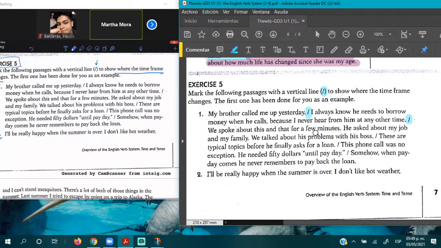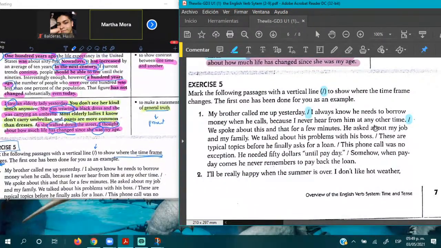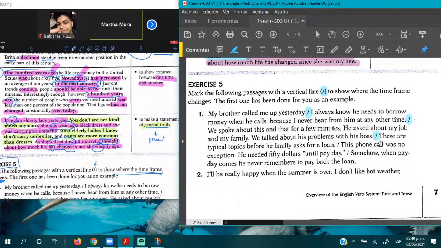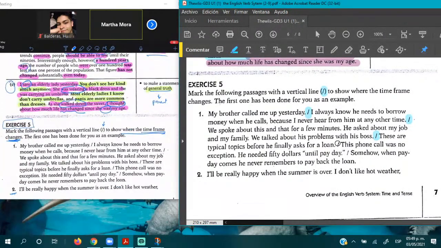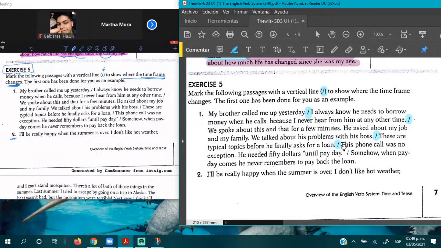So apart from finding the divisions where you find the time frame changing, you have to indicate what kind of change you notice: from a general truth to an example, or from a particular instance to a generalization, or changing time, the contrast between one time and another. So exercise 5 is for homework. Is it clear? Okay. Yes, teacher.